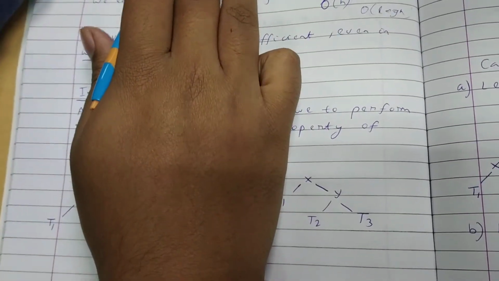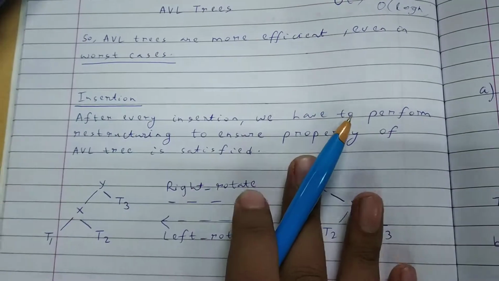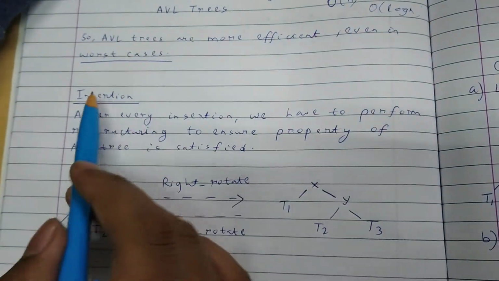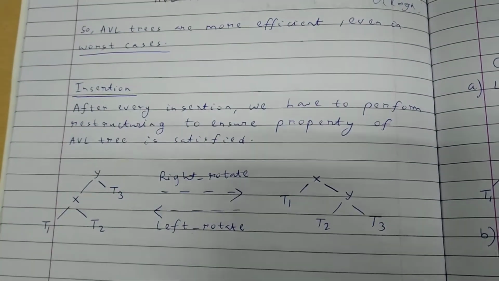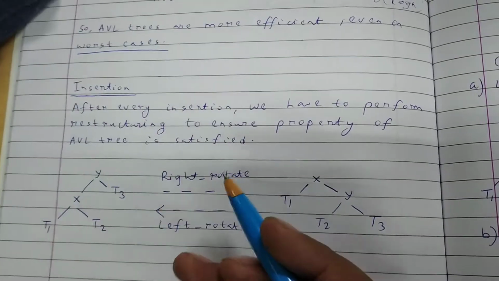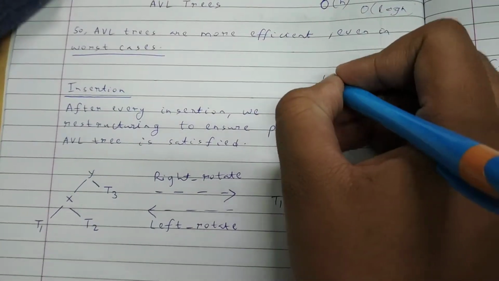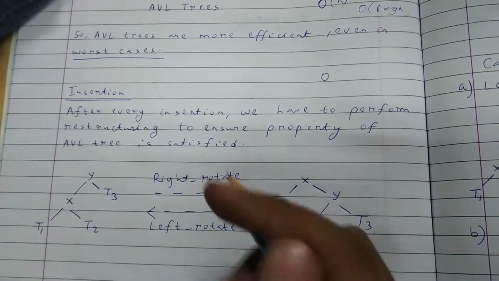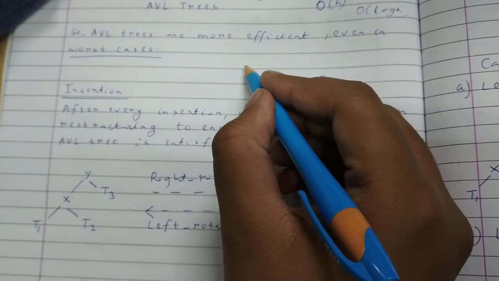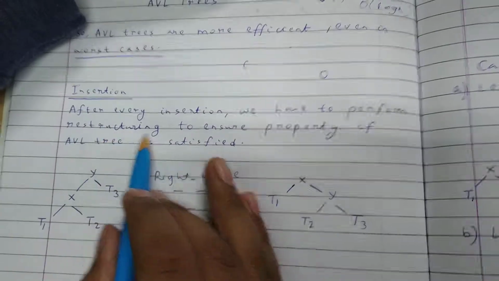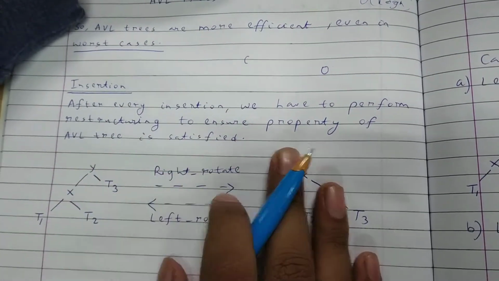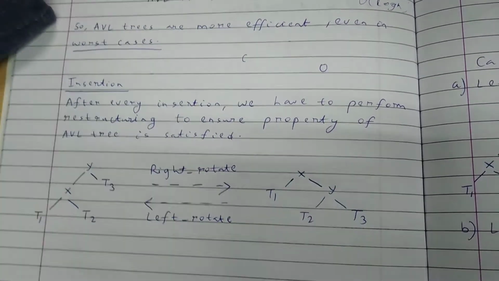So, for an AVL tree, search is like a normal BST, so we'll see insertion in AVL trees. For insertion, we have to learn rotation. First we do normal BST insertion as we do in a normal binary search tree. After that, if our tree is unbalanced, then we have to perform restructuring to ensure that the property of the AVL tree is still satisfied.